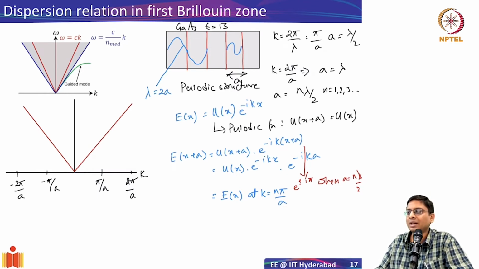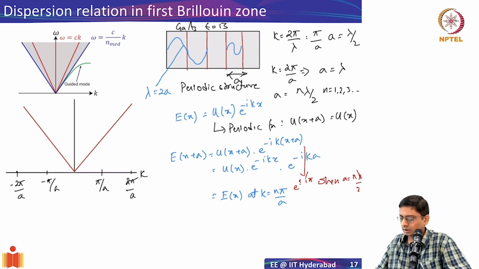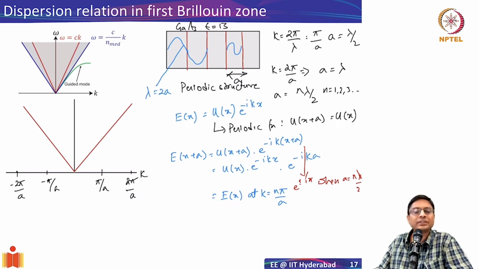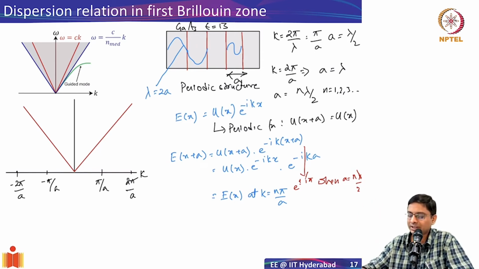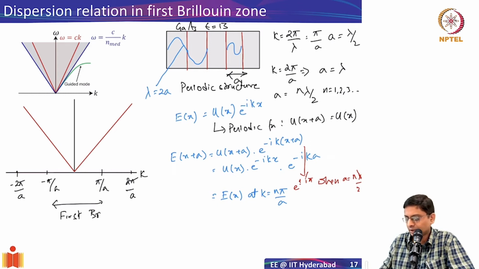Okay. So what we can conclude from this is that the distribution of electric field is the same, only the energy is slightly different, that's it. So what we can do is, instead of having a dispersion relation like this, we can truncate it, because this range is what is known in the literature as the first Brillouin zone. First Brillouin zone.